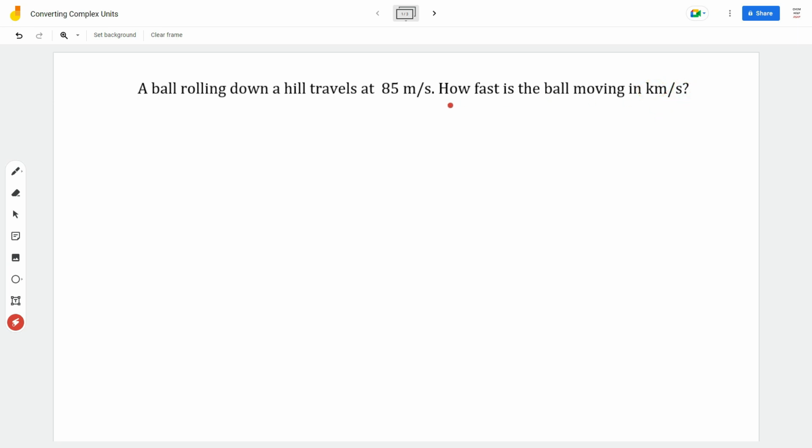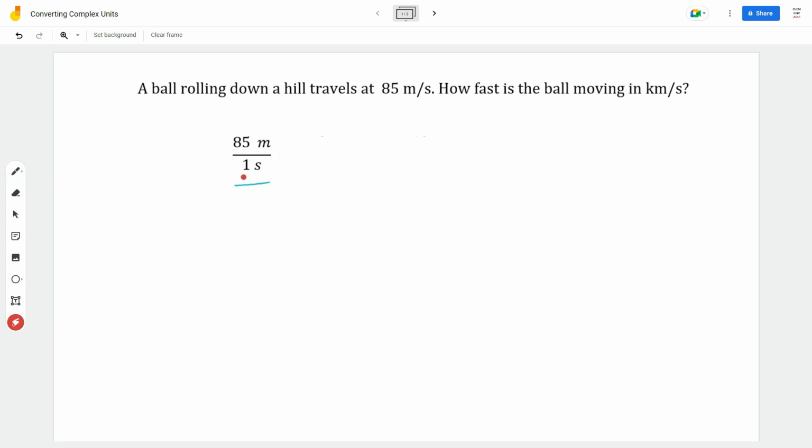So what I am seeing just for my roadmap is I need to take meters to kilometers, but I don't need to do anything with the denominator. So seconds stays the same. So it looks like this is going to be a pretty simple conversion from meters to kilometers. But let's actually do the math. Starting with what I'm given, 85 meters per second.